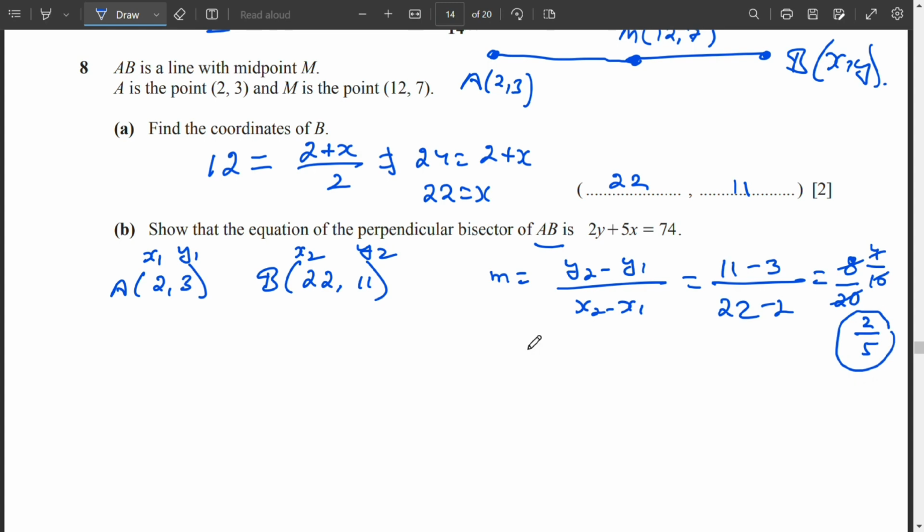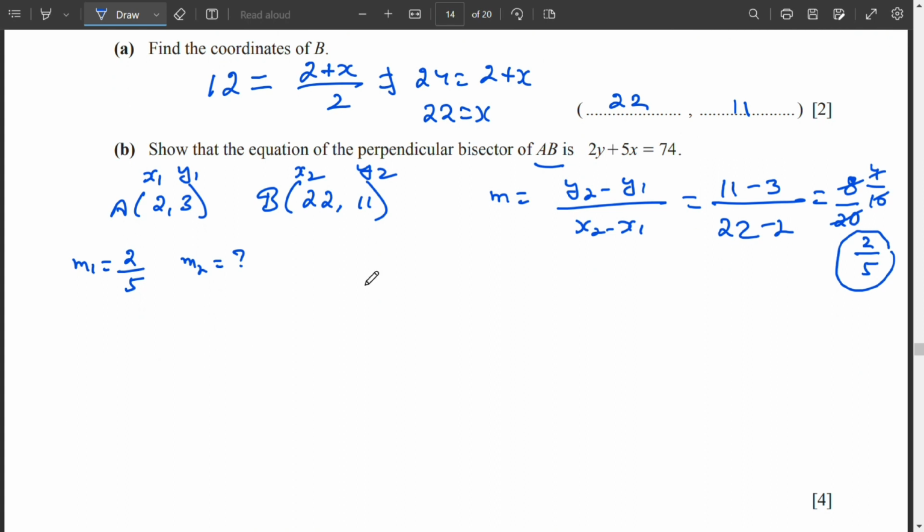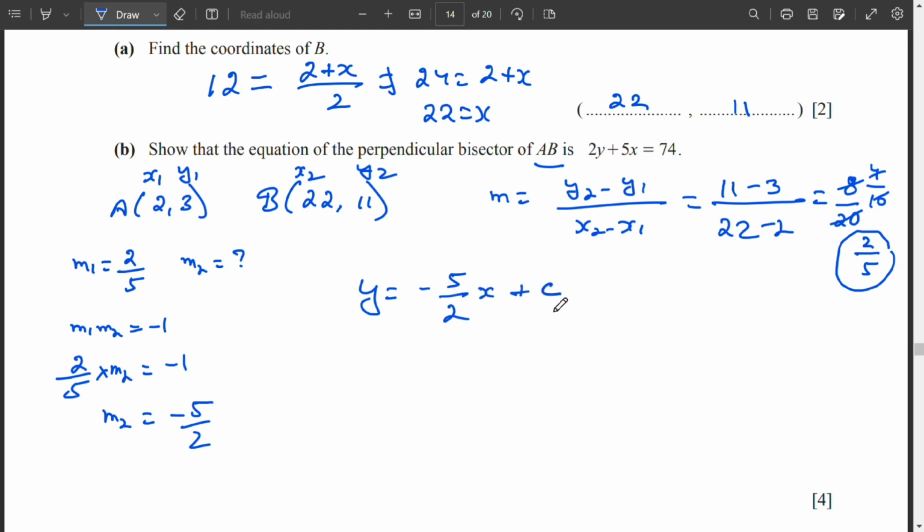Now, we have to find the line which is perpendicular to AB. Take this as m1, 2 by 5. We have to find m2 of the given line. We know that the product of the slopes is minus 1. m1 m2 is minus 1. So 2 by 5 into m2 equals minus 1. So what is m2? You cross multiply, this will be minus 5 by 2. Okay. So now we write the equation, y equals mx plus c, where m is minus 5 by 2. So minus 5 by 2 x plus c.